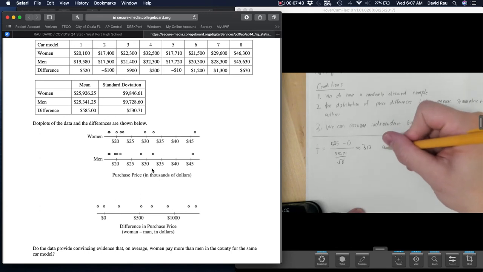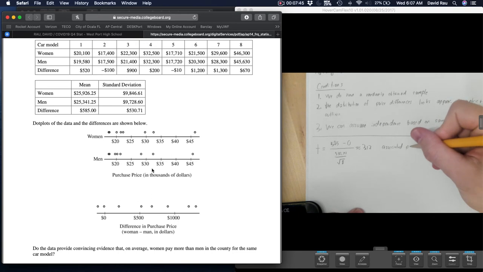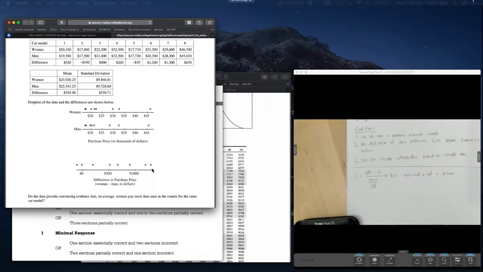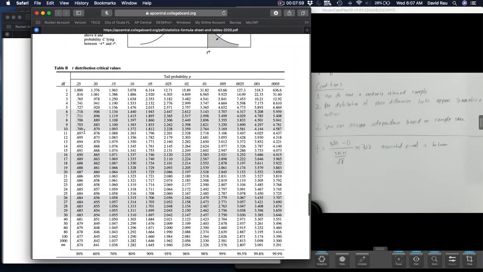Okay, and now it's time to find the associated p-value, and we'll say it is between, let's figure this out. We had a sample size of 8, so the degrees of freedom is 7. So degrees of freedom 7, and we're looking to where 3.12 is in between. It's in between 0.005 and 0.01. Awesome. So we got that.